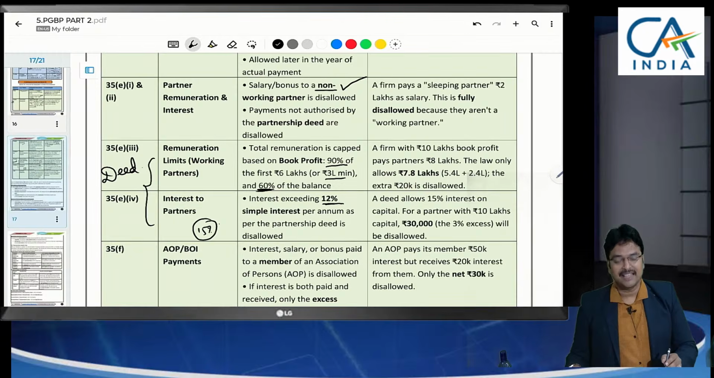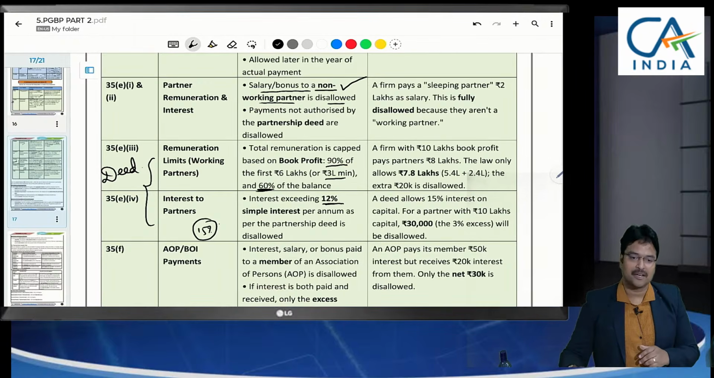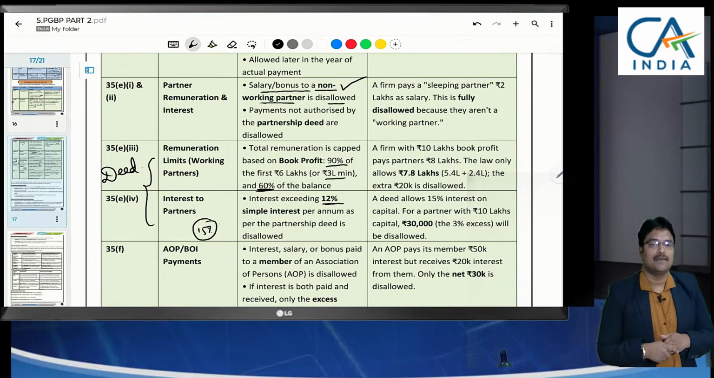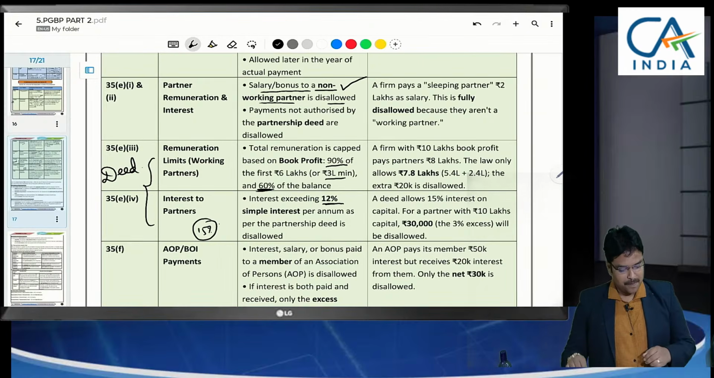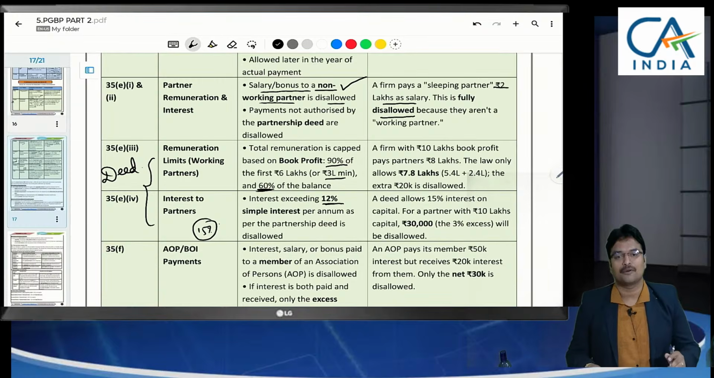And one special thing here is that salary paid to a non-working partner is disallowed. Only to working partners is salary permissible. And in the partnership deed there must be an authorization. To a sleeping partner, that means one who is not taking an active part in the business, if salary is paid, that will be disallowed.